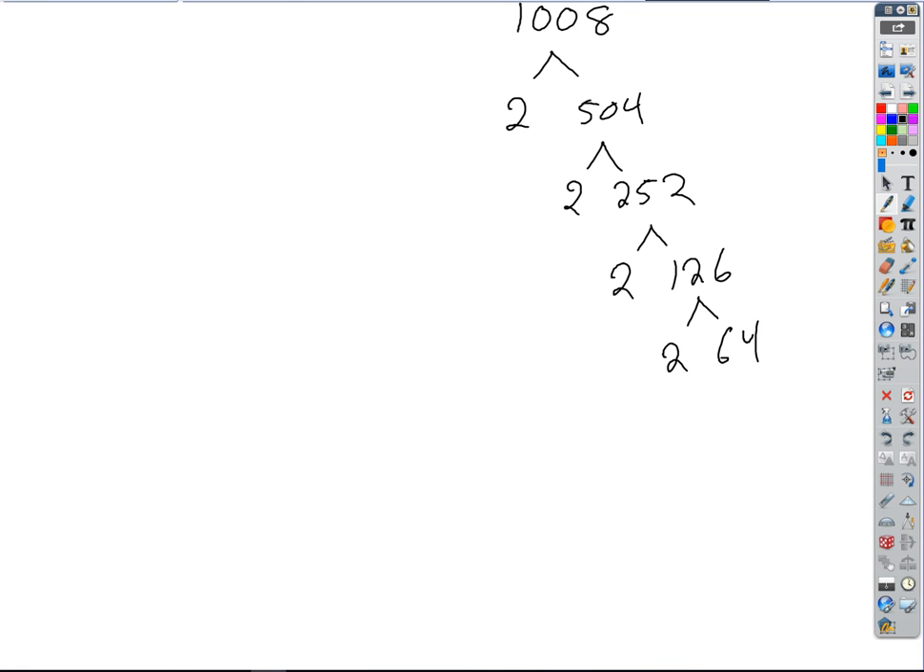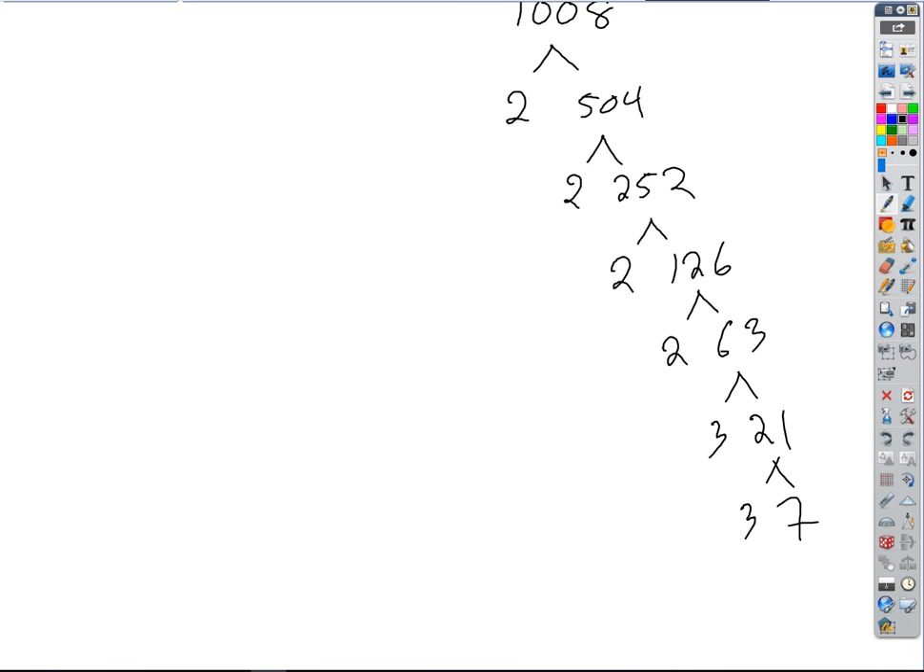63, whoops, you're right. And what about 63? Say it again, 3 and 21, okay. I would have done 9 and 7, but 3 and 21 works, that's fine. And then 21. That's a 3. Okay, and then we're done, right? All the branches end in prime numbers.